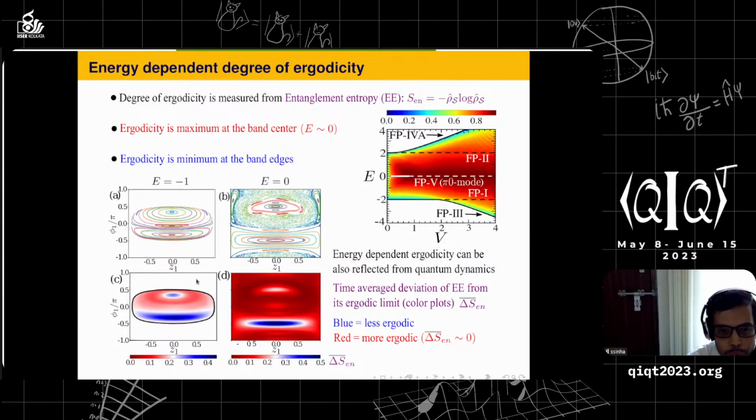So what we did, we started from some initial coherent state, which is a semi-classical description of the phase space, and we evolved the coherent state for some time, and from this final state, we calculate the entanglement entropy and its deviation from the maximum entanglement. If we plot that in this phase space, we find that there is a reflection of the underlying phase portrait. Meaning whenever there is a regular regime in the local phase space, the deviation will be large.